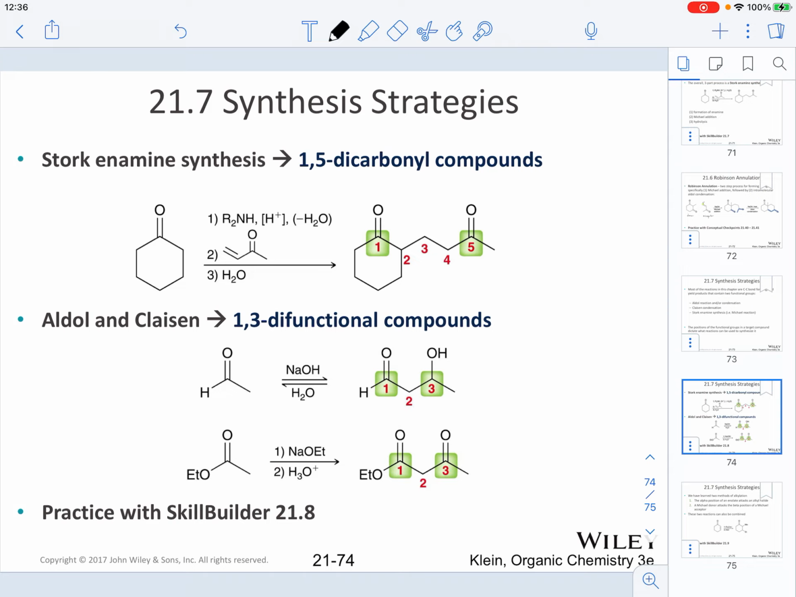So, as you can see, if the Stork enamine synthesis is going to be utilized, that's because we are going to be forming compounds in which we have a 1,5-dicarbonyl compound. If the product of our reaction is a 1,3-difunctional compound, most likely we utilize aldol or Claisen strategies in order to form them. So this is just to give you a clue of what to look out for in general.